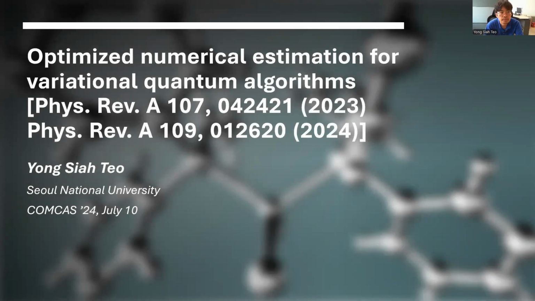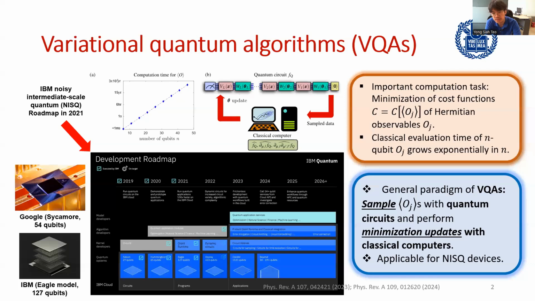Hello, everyone. So today I will present some work that I have done concerning variational quantum algorithms and methods to actually execute variational quantum algorithms more statistically accurately. Since this is concerning variational quantum algorithms, let me just briefly introduce what they are.